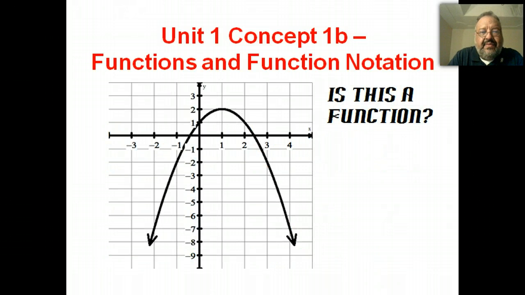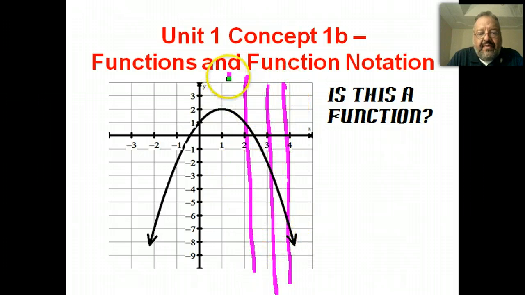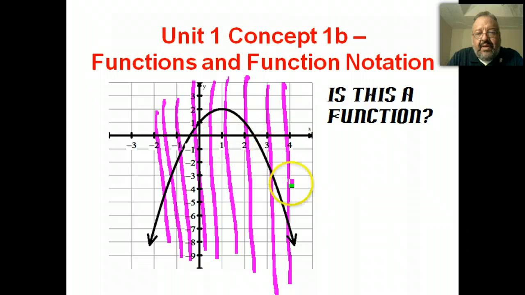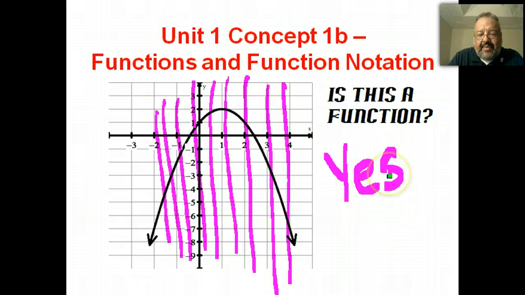Okay, so here's this one here. Does this graph pass the vertical line test? Is it a function? Well, if I have a vertical line and I move it across the graph, it only touches at one place at the same time. See, it only touches at one place on each one of these lines. So that means that this is a function because of that. It passes the vertical line test.